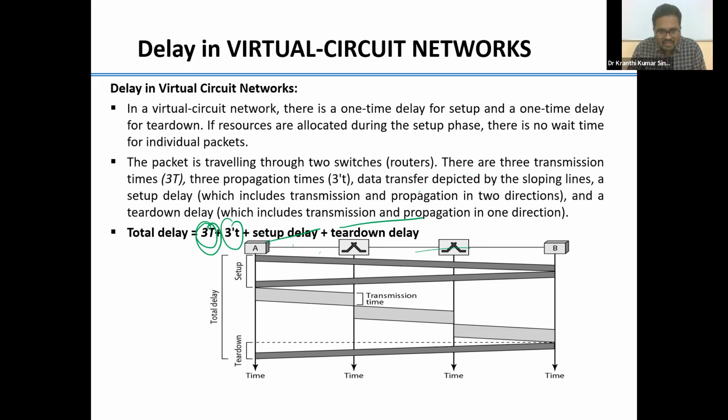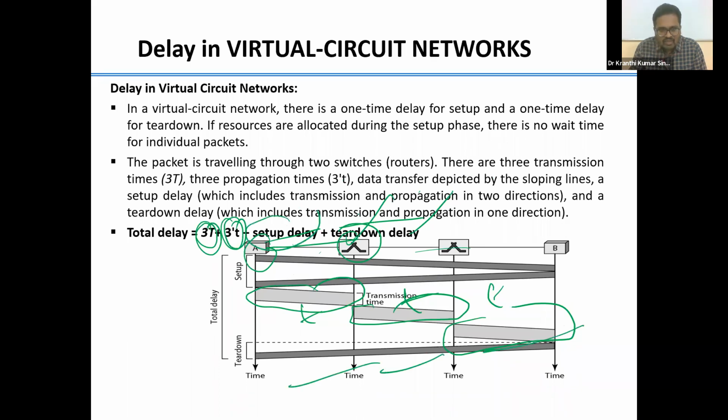That means from this place to this place, this one, and this place to this place, and this place to this place. If you are using 2 switches, I need T, 3T. And what is the other 3T? For the acknowledgement back. 3T, and setup delay, teardown. That is, it is a combination of virtual circuit and datagram. It is 2 types. Hope you understood this.